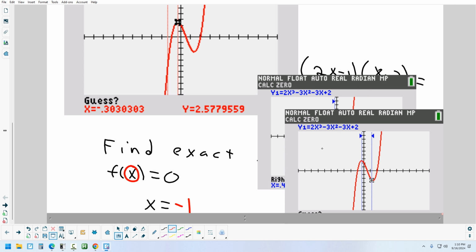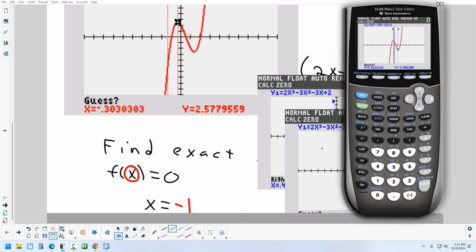And now the calculator is going to look in between those dotted lines. And it only crosses once in between those dotted lines. So because it only crosses once, the guess doesn't matter. So just, yep, we'll do it one more time.